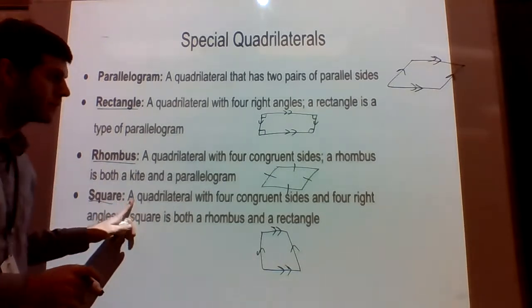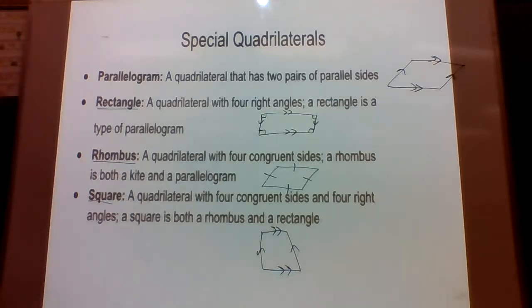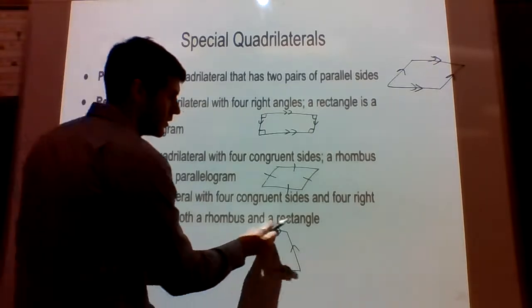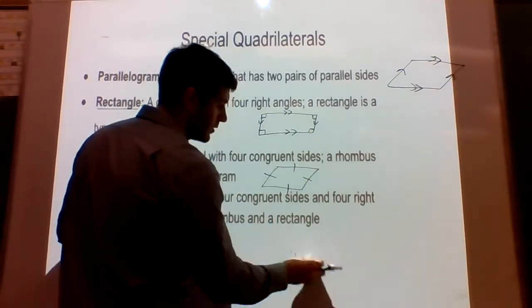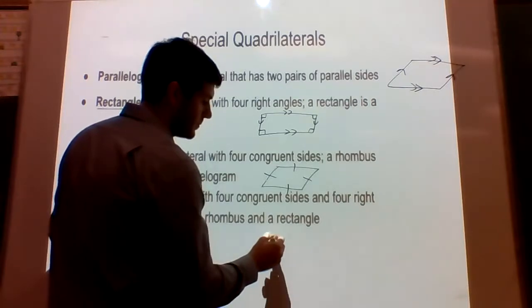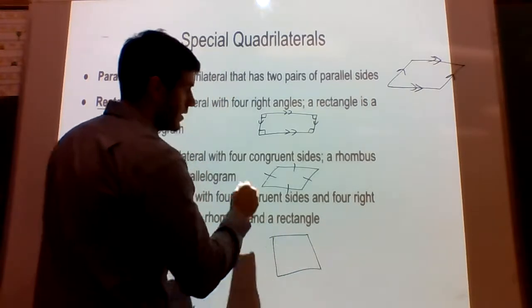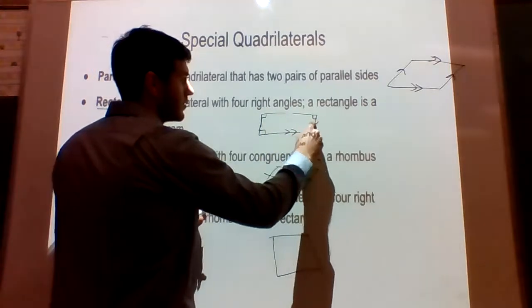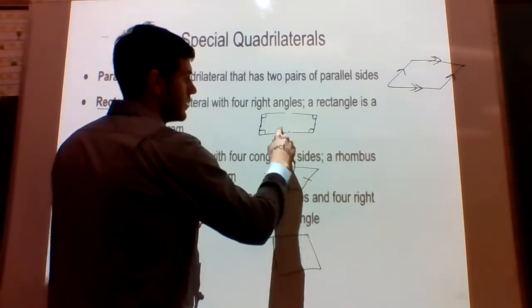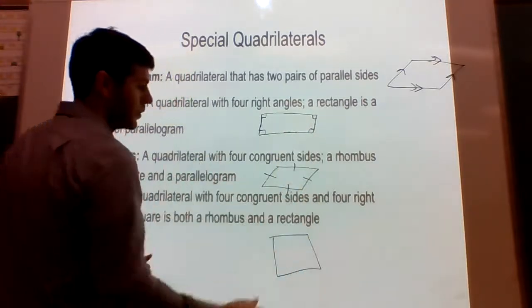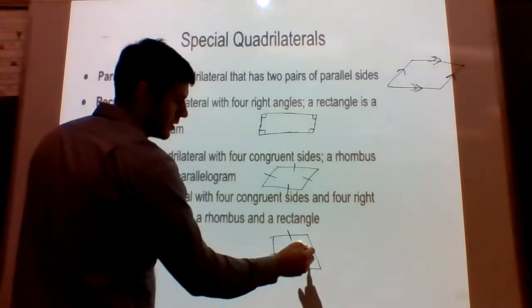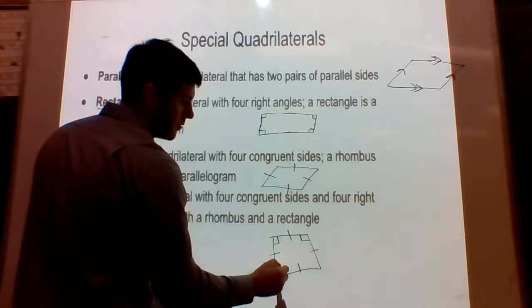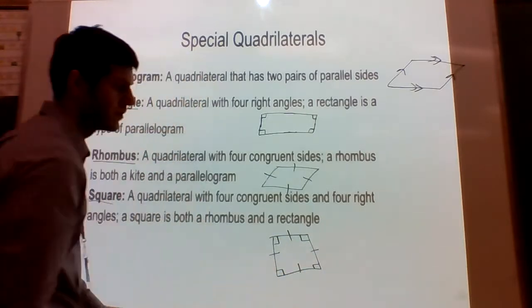And then square is our last one. A square is defined by having four congruent sides and four right angles. Again, we have parallel sides, so let's not worry about that. Let me get rid of the parallel lines on the rectangle too. So a square is defined as having four right angles and four congruent sides.